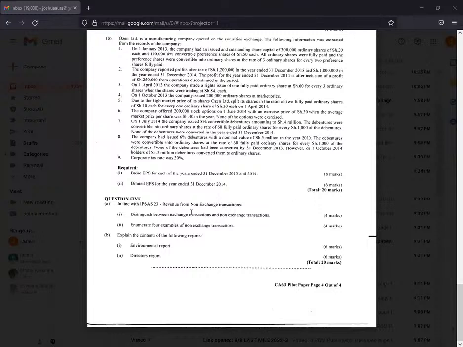This lesson has taught you very good things. Distinguish between exchange transactions and non-exchange transactions, out of 4, always talk about it. Enumerate 4 examples of non-exchange transactions. Explain the contents of the following reports: environmental report, director's water report. Look at those number of marks.